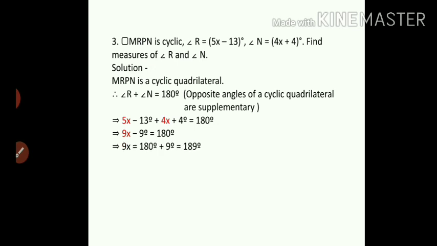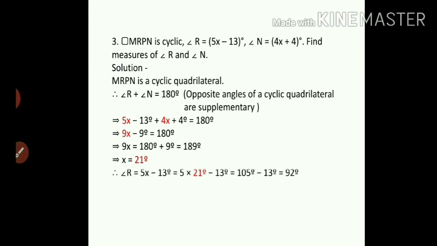Now 9x will be 180 when you change the side. Minus 9 when you shift to the right hand side becomes plus 9. So 9x will be equal to 189. That means the value of x, when you divide 189 by 9, you get 21 degrees. So now I got the value of x.